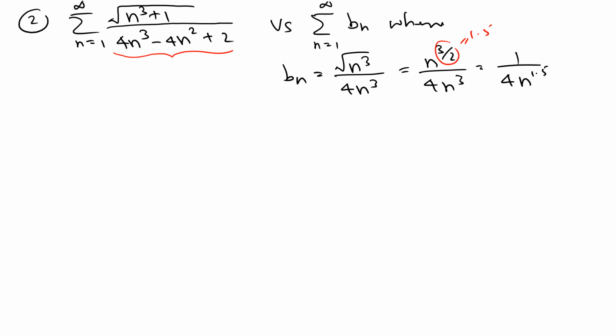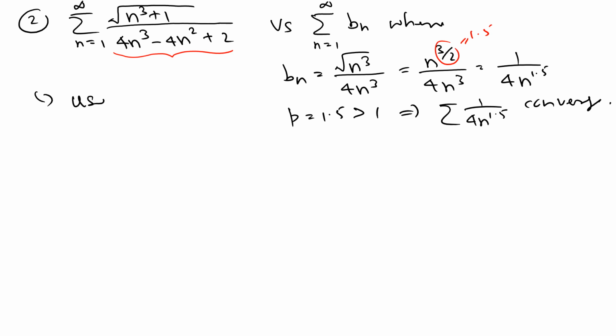Now this is just a p series with p greater than 1. Here p equals 1.5, which is greater than 1, which implies the p series converges. This means sigma 1 over 4n to the 1.5 converges. We know that by the p series test. Now we can use the limit comparison test, and then you can see that our series has to converge because this one converges.